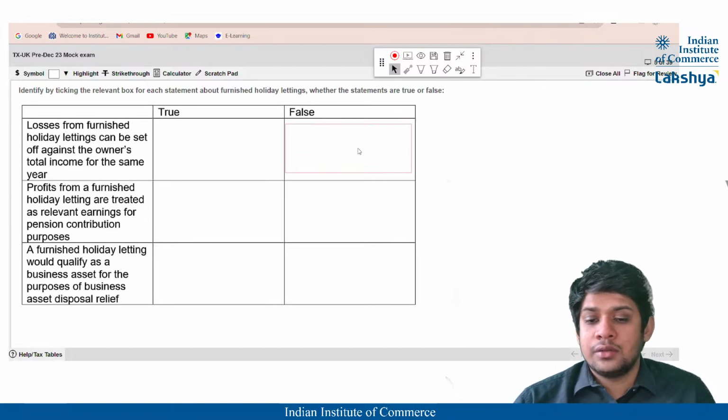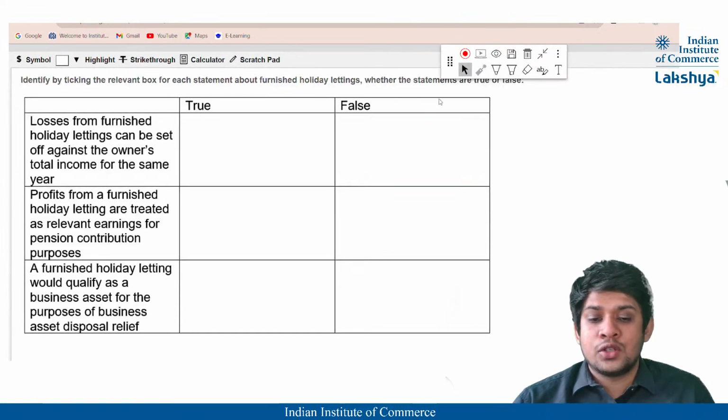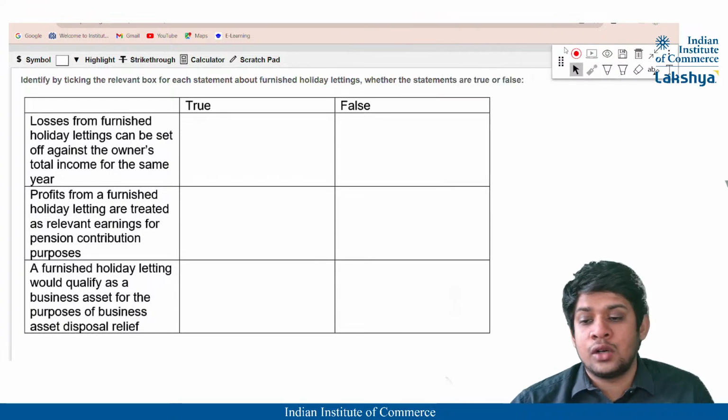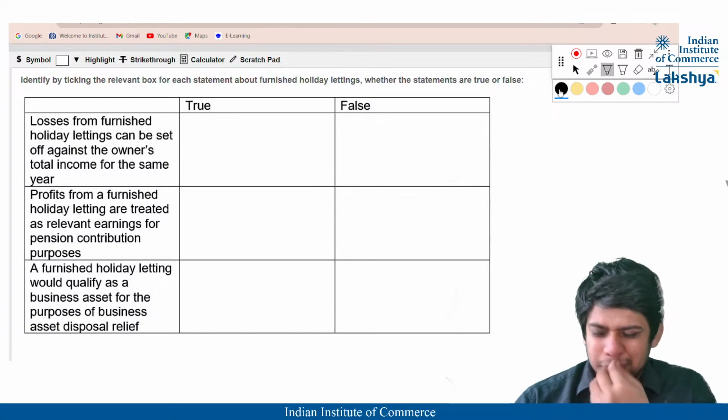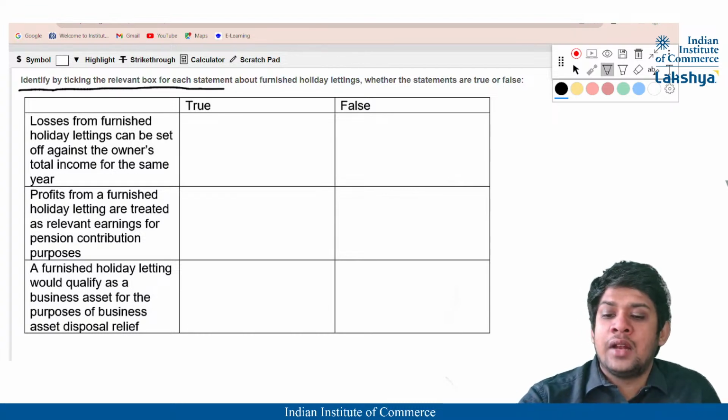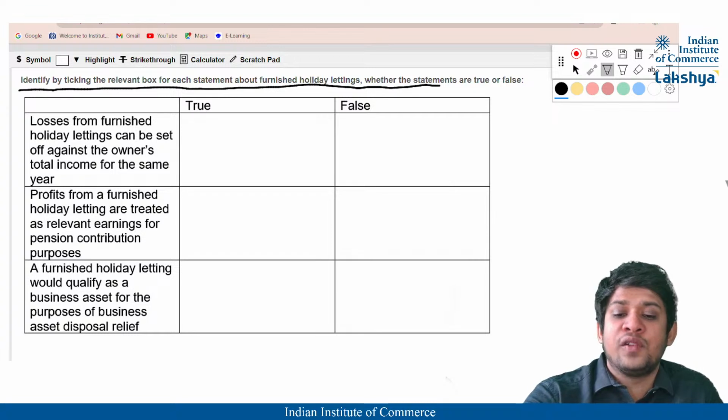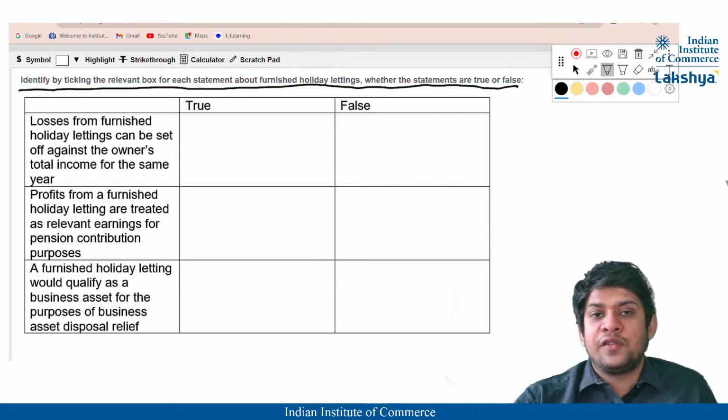Moving on to the next question. Okay. Now we are supposed to state here whether the following statements are true or false. Identify by ticking the relevant boxes for each statement about furnished holiday lettings. So what are furnished holiday lettings? It is like a business of a company or an individual, right? Furnished holiday lettings is where I'm providing hotel rooms or anything completely furnished, for 1 day, 2 days or anything. It is like a business too, okay.